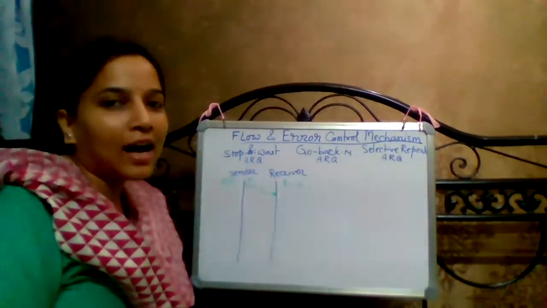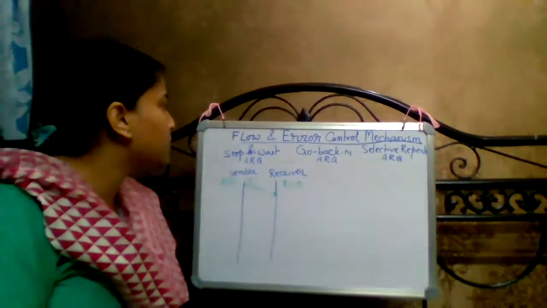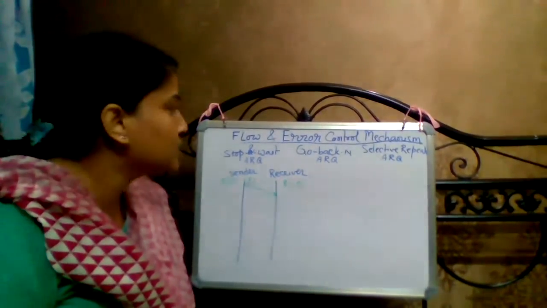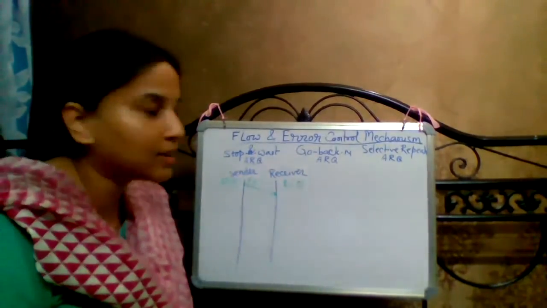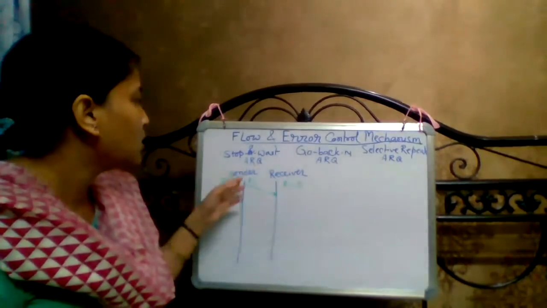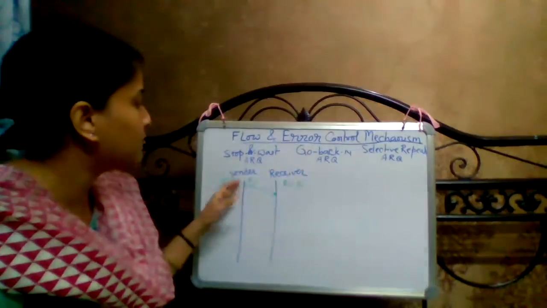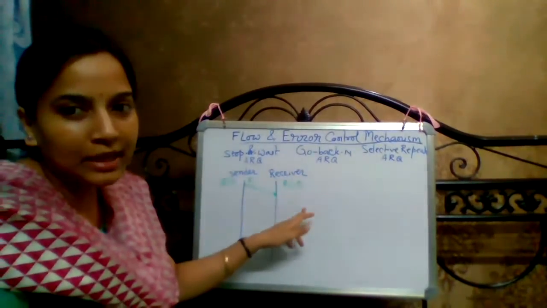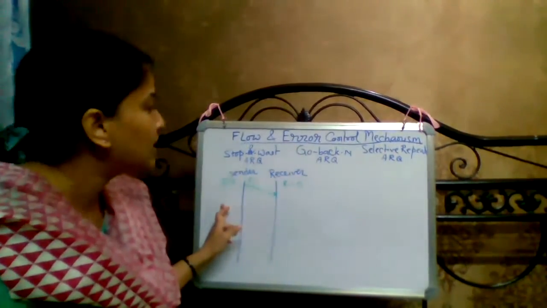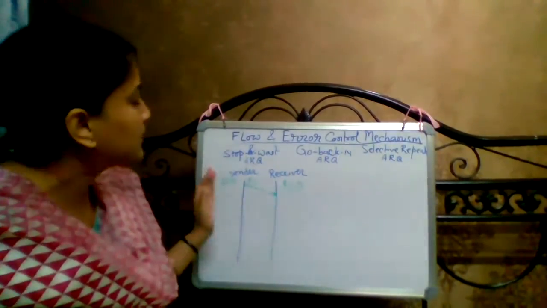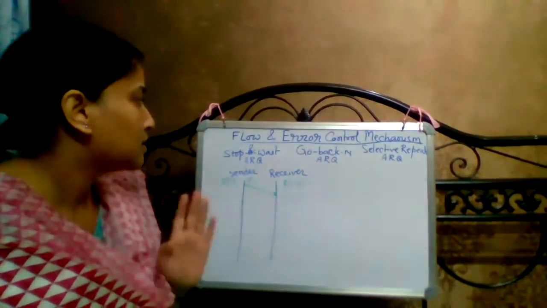Hello everyone. I have already started in my last video lecture the topic flow and error control mechanism. We have already discussed stop and wait ARQ: one frame is sent from the sender to the receiver, the acknowledgement is received by the sender, and only after that does it send another frame. We discussed that in the last lecture.